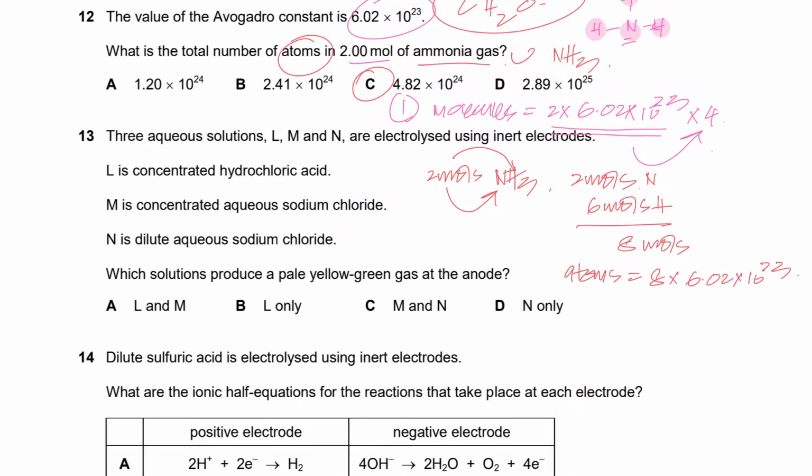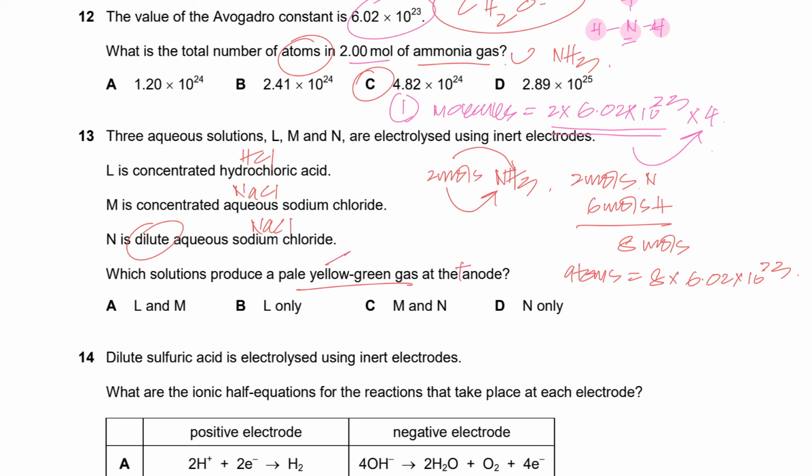L, M, and N are electrolyzed using inert electrodes. L is concentrated hydrochloric acid, M is concentrated NaCl, and N is dilute sodium chloride. Which solutions produce a pale yellow-green gas at the anode?